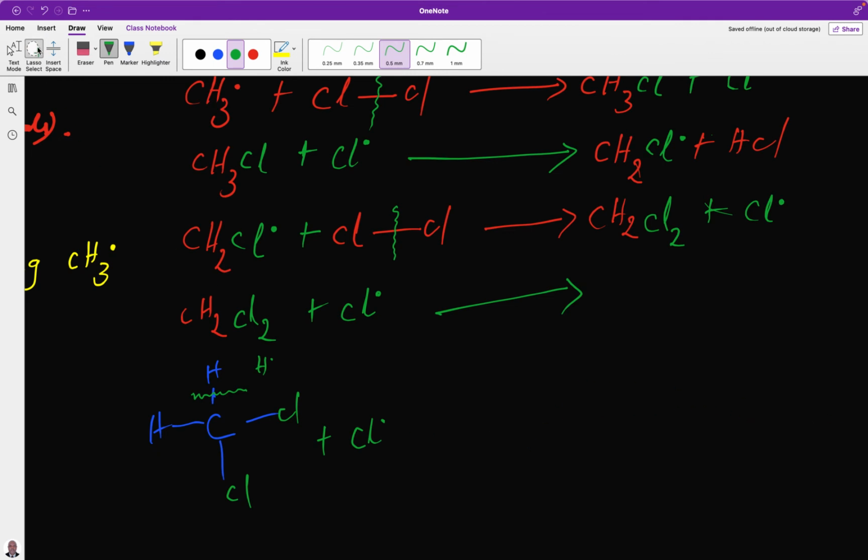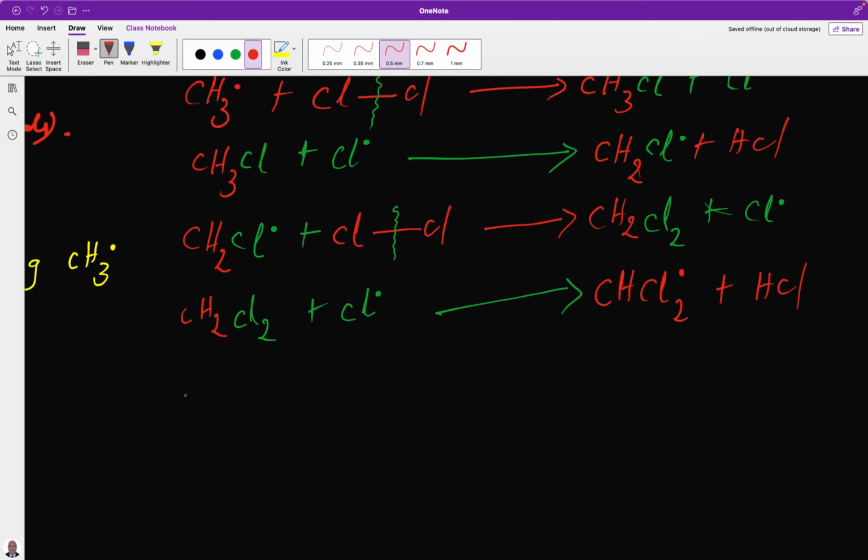So let me clear it off and we continue. So now, the molecule that is formed here will be CHCl2 free radical plus a hydrogen chloride. Now the CHCl2 free radical is very, very reactive, so it will need what? It will need but a chlorine. This is a free radical molecule. It will need but a chlorine molecule to react with.